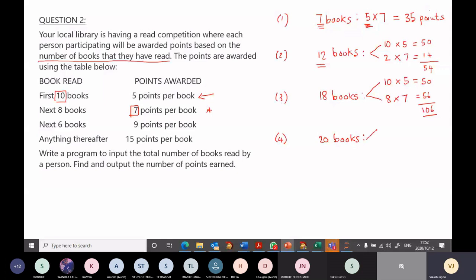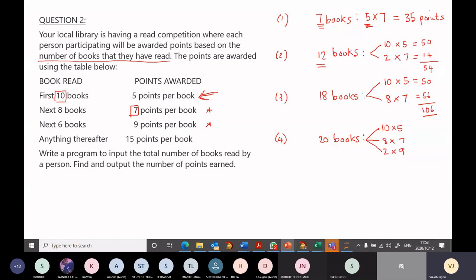So with 20 books, the first 10 books are 5 points. The next 8 books are 7 points. That's only 18. I still got 2 more books. The last 2 books fall into this category that says the next 6 books. The next 6 books are at 9 points.